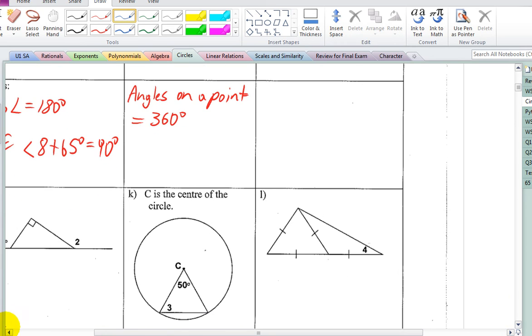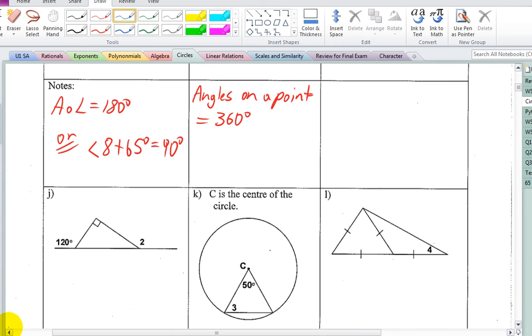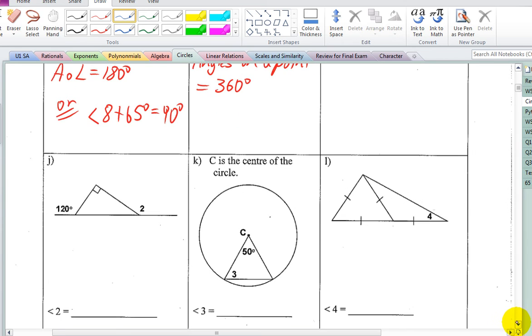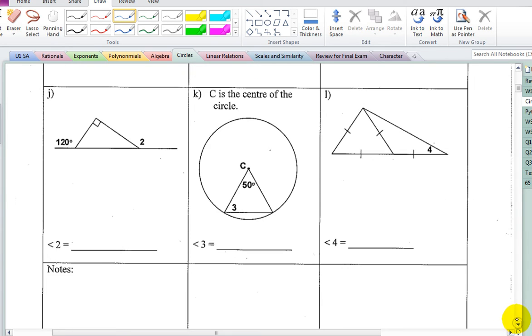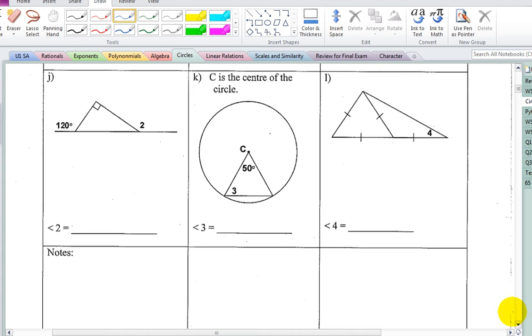Okay, a few more exceptions here. So sometimes you're going to have to do a little bit more work to get inside your triangle. Okay. So we have to use angles. Right? You have to use more than one rule. Okay, we want to find angle 2. So what we're going to do first of all is find this angle here. What would this angle be? We have to get inside our triangle first.